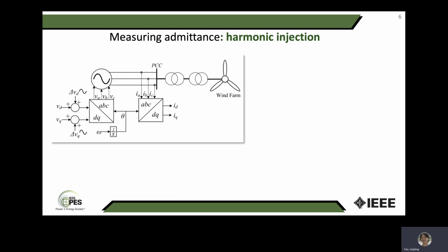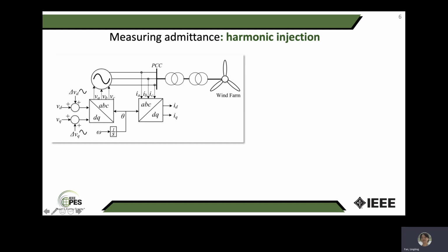The critical step is to obtain every IBR's admittance, and we can do this just by harmonic injection. Suppose we don't know the wind farm, but we do have OEM models in PSCAD. We build a measurement test bed like this one, connecting the wind farm to a voltage source, and make sure it is operating in the desired operating condition. The voltage is controlled from DQ to ABC, and we add a perturbation in the DQ frame, and the current is measured and converted back to the DQ frame.